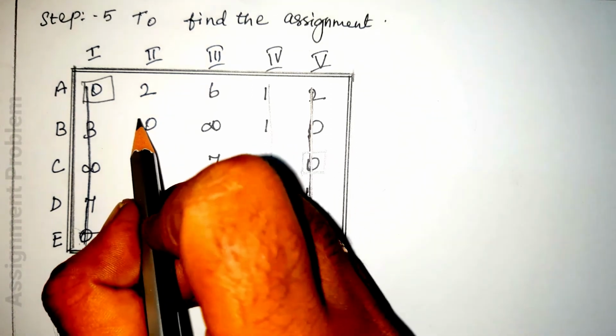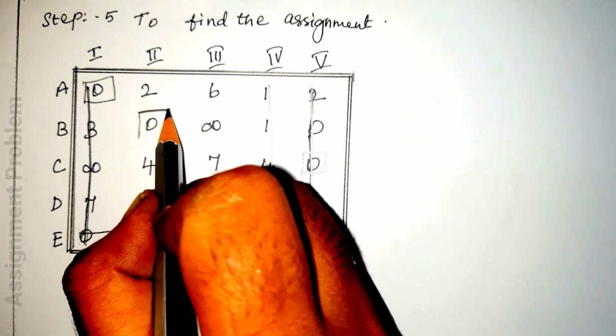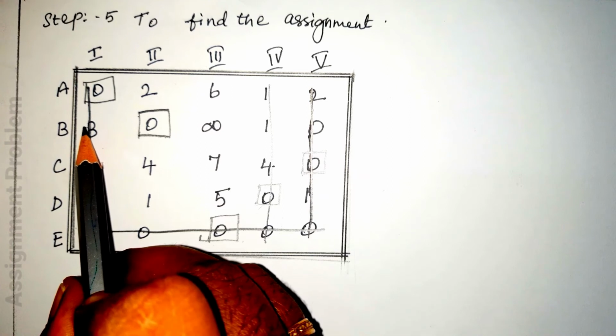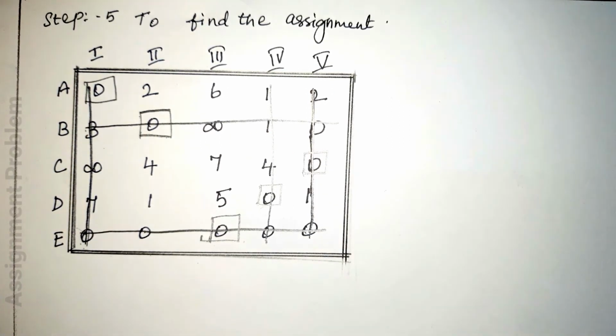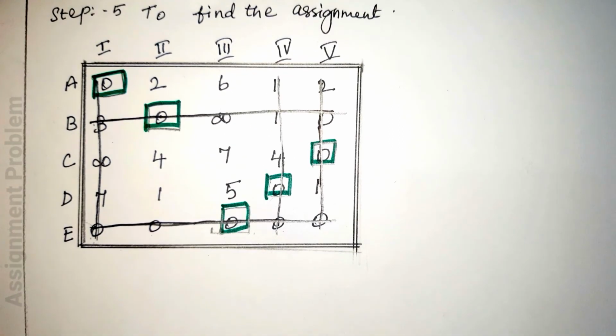And you have only 1 zero. So you put a square on it. And then you have to draw a horizontal line passing through that 0. After row scanning and column scanning, you have to check whether all the zeros are covered with lines or not. Here all the zeros are covered with lines.